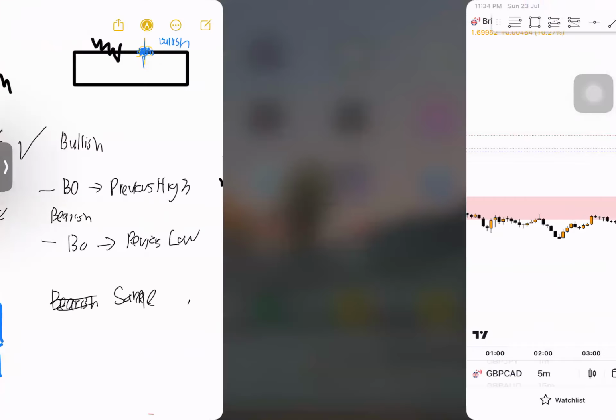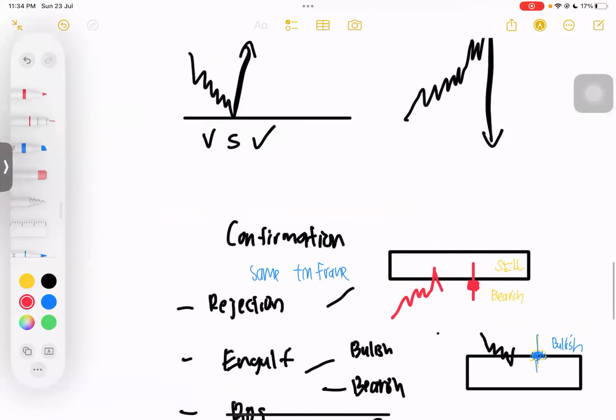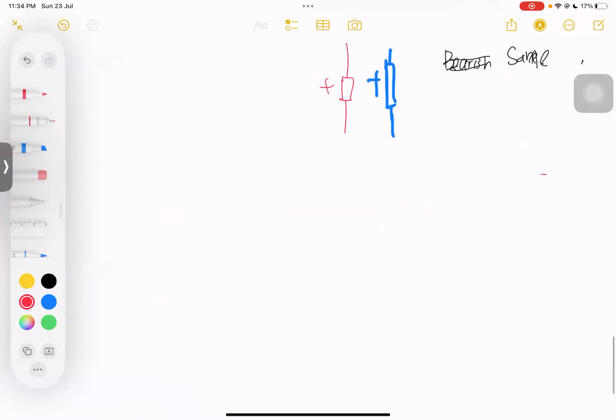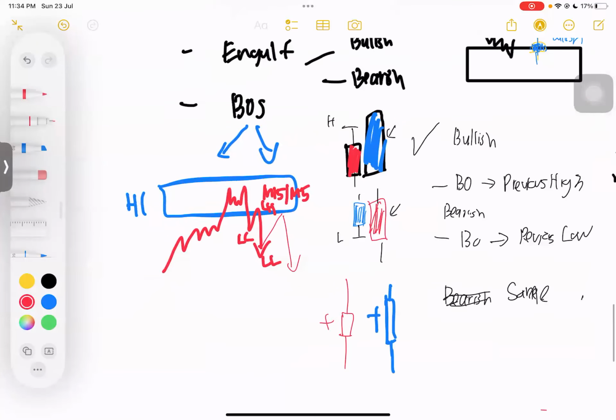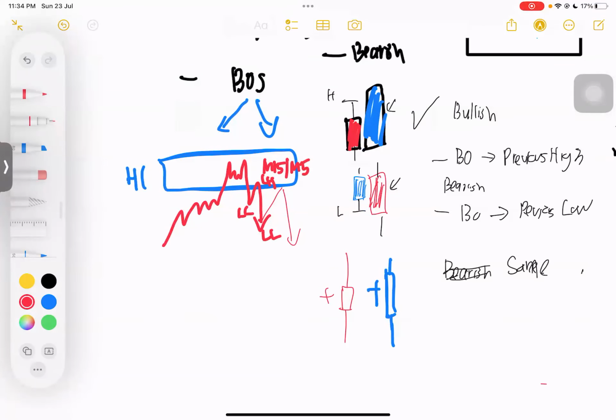Understand, guys? Do you understand the structures? The difference between candlestick patterns and structures is in the time frame. For structures, you can use a lower time frame. In candlestick patterns, you cannot use a lower time frame. Okay, that's all for the confirmation part. Do you guys understand, or are you learning something new?